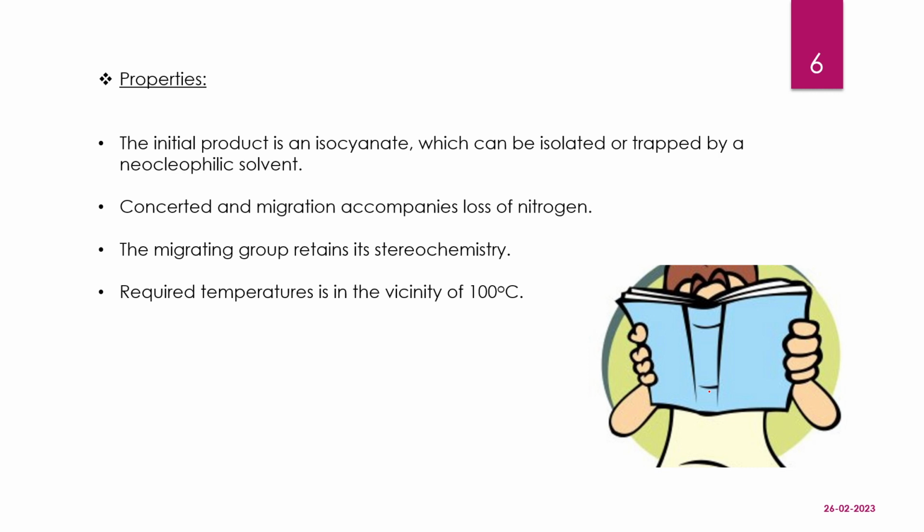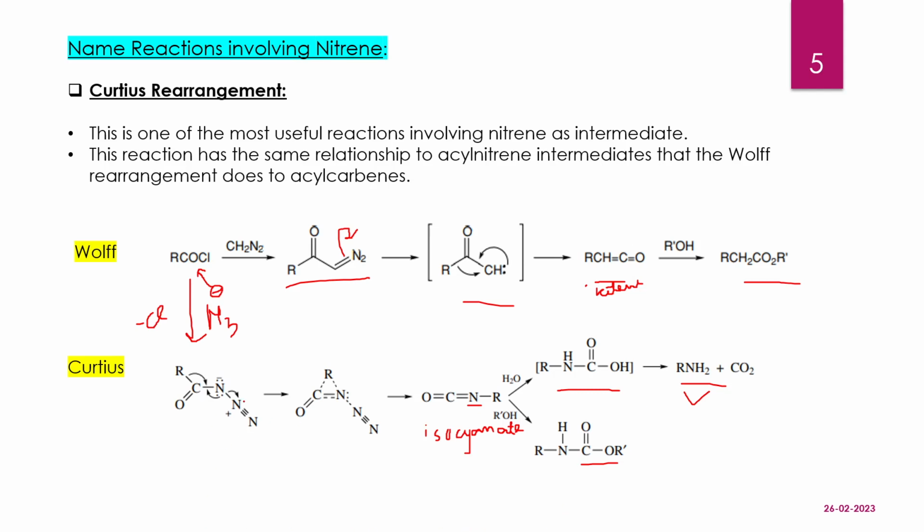But in the case of an intermediate, there is an advantage that we can isolate it, and this will give us an idea of how the reaction is happening, because we can isolate the intermediate and convert it into the product. So the initial product is an isocyanate, which can be isolated or trapped by a nucleophilic solvent. As I was telling, if we add a nucleophilic solvent like water or alcohol to that isocyanate, we can trap it, leading to an acid or an ester. This reaction is concerted, and the migration is accompanied by the loss of nitrogen. See, the migration and this elimination are both happening in a single step.